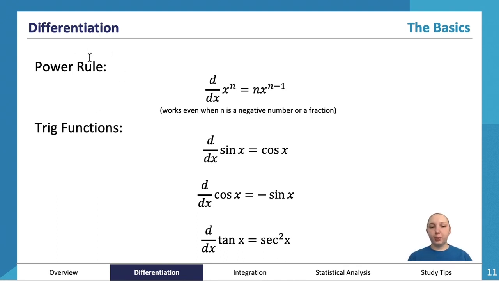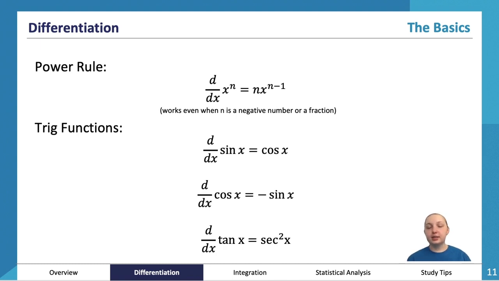So we've got the power rule, which is the very, very basic rule of differentiation. So we're looking at the derivative of x to the power of n. What we want to do is bring n down the front, keep our x the same, and we do n minus 1. So quick side note that this will work when your n is a negative number or a fraction as well.